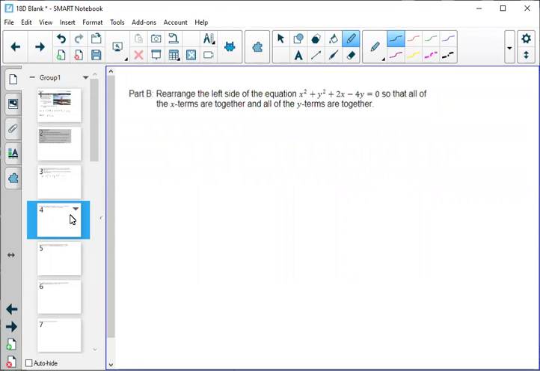Part B asks us to rearrange the left side of the equation so that all of the x terms are together and all of the y terms are together. So we could write it as x squared plus 2x, plus y squared minus 4y, and then still equals 0.